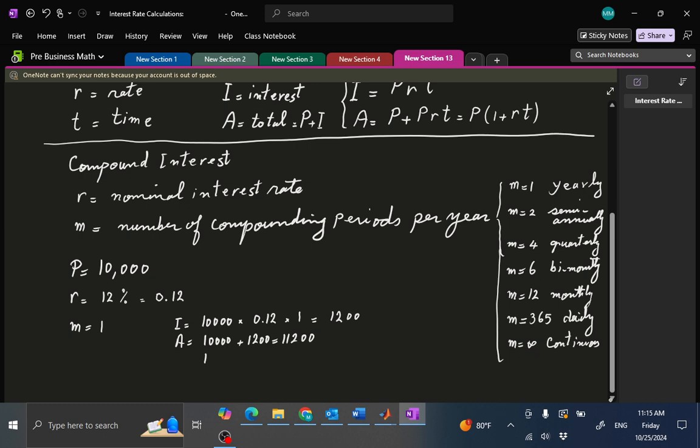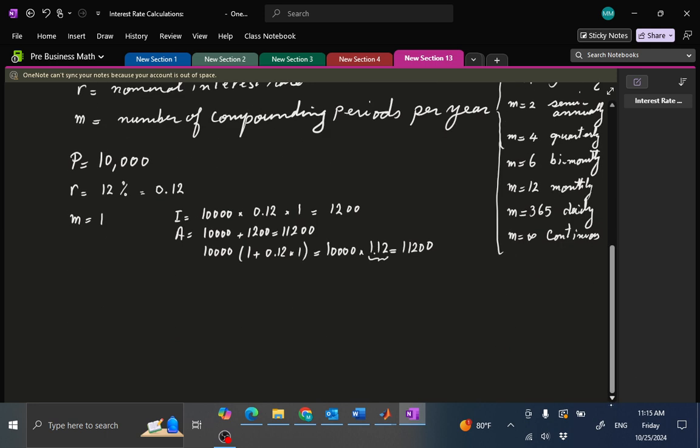Or you can say 10,000 times 1 plus 0.12 times 1. So that becomes 10,000 times 1.12. When you multiply these two together, you get 11,200. By the way, this is something we call a multiplier. It's an important concept to have in mind when you're compounding. Your money multiplies by some amount.